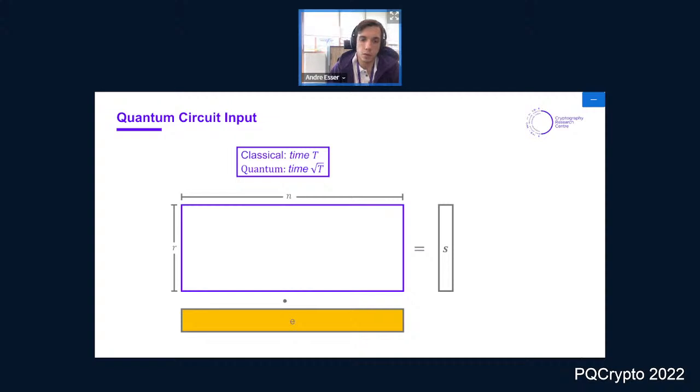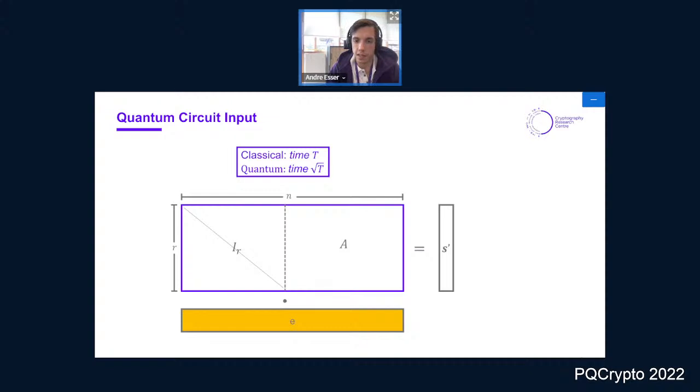And what's the input to this quantum circuit? Well, besides some auxiliary information, it's basically this r times n matrix. And what we show in the paper, not in this talk but in the full version of the talk, is that if you transform this matrix into systematic form, then it is sufficient to input A to the quantum circuit to perform this algorithm.